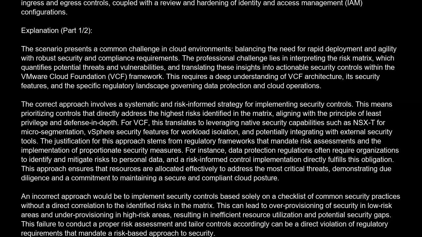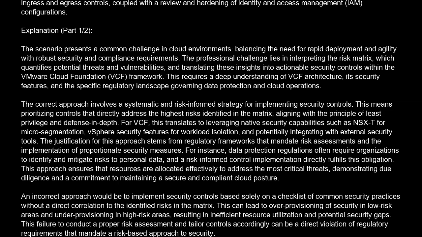This requires a deep understanding of VCF architecture, its security features, and the specific regulatory landscape governing data protection and cloud operations. The correct approach involves a systematic and risk-informed strategy for implementing security controls. This means prioritizing controls that directly address the highest risks identified in the matrix, aligning with the principle of least privilege and defense in depth.